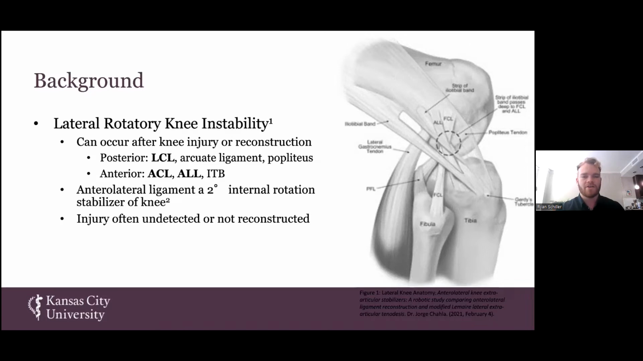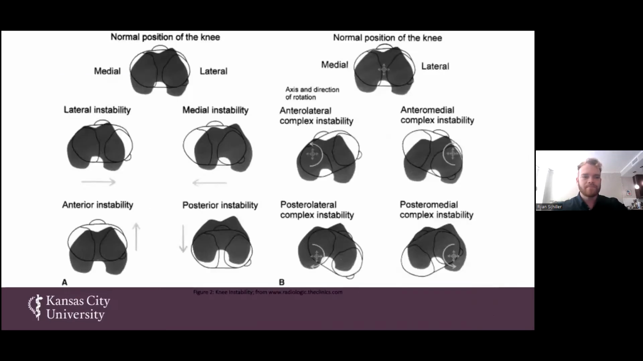Much has been made of the anatomy and function of the ALL since it was discovered as we know it today back in 2013, and there have been several studies that established its function as a secondary stabilizer of internal tibial rotation on the femur. And other than the ACL and LCL, a lot of injuries to some of these structures can often either go undetected or just be elected not to be reconstructed during a larger surgery for something like an ACL tear.